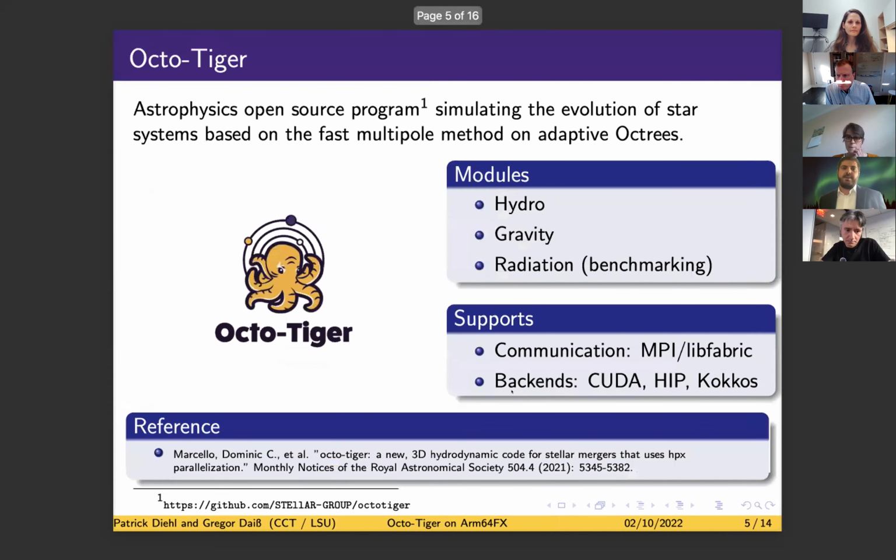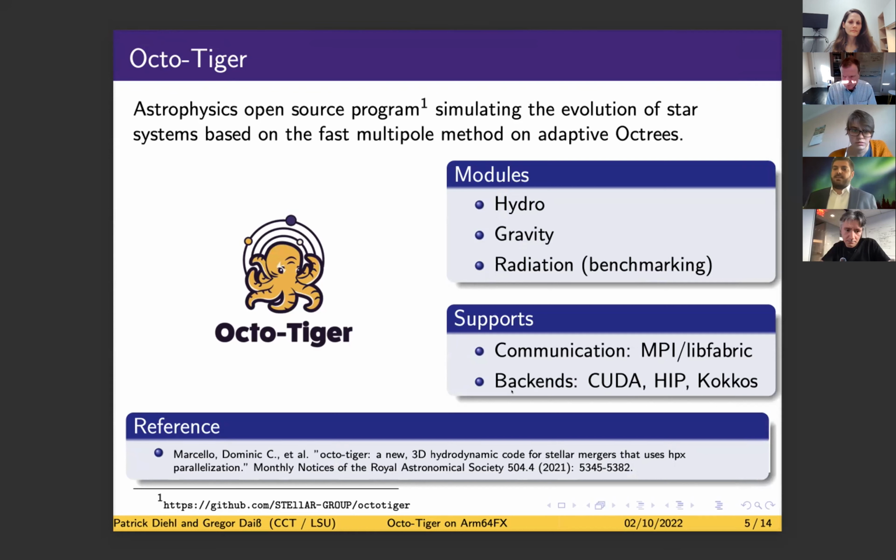So for the software framework here, we have Octo-Tiger. It's an open source program and it's simulating the evolution of star systems based on the fast multipole method and adaptive octrees. Octo-Tiger has 3 modules. We have a hydro module, we have a gravity module, and we're working on the benchmark of radiation. And once we have this benchmark, we have all the 3 modules we need to simulate the light curve.